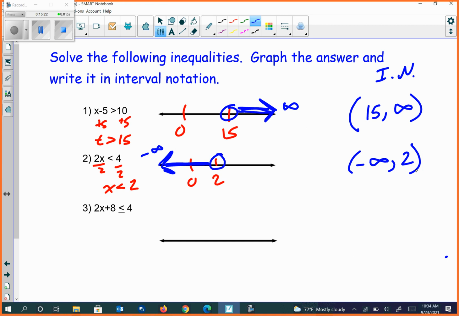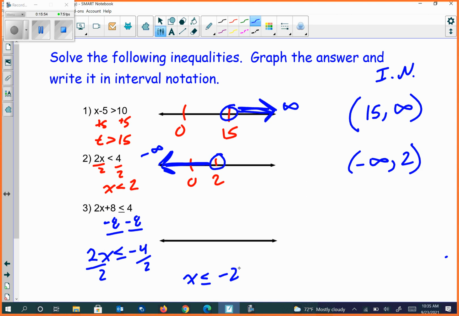So number 3, there looks like there's a little bit more to do. This is a 2-step equation. We have 2 math operations that have to take place to get x by itself. First thing I'm going to do is subtract 8 from both sides. So you get 2x is less than or equal to negative 4. 4 minus 8, negative 4, right? And then I'm going to divide both sides by 2. So x is less than or equal to, what's negative 4 over 2?